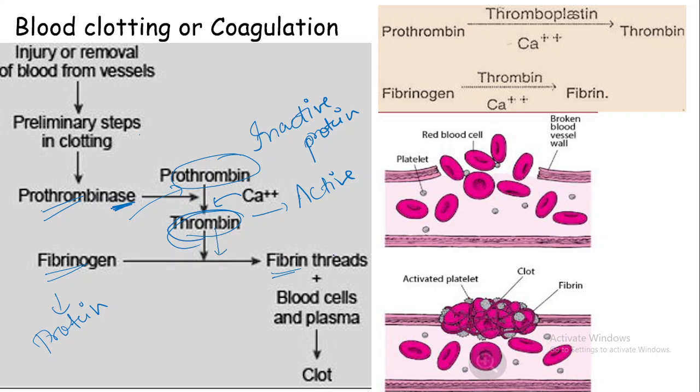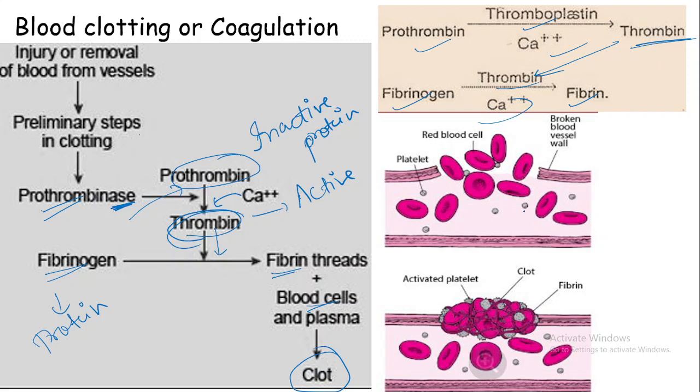These are fibrin threads that, along with the blood cells and the plasma, form the clot. Blood cells here are nothing but the platelets. So, one schematic representation, let's just have a look here. Prothrombin, in the presence of thromboplastin and prothrombokinase (thrombinase, both are the same), is converted into thrombin. Fibrinogen becomes fibrin by the action of this thrombin and calcium ions.